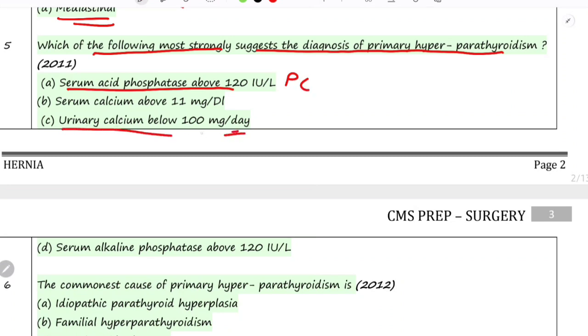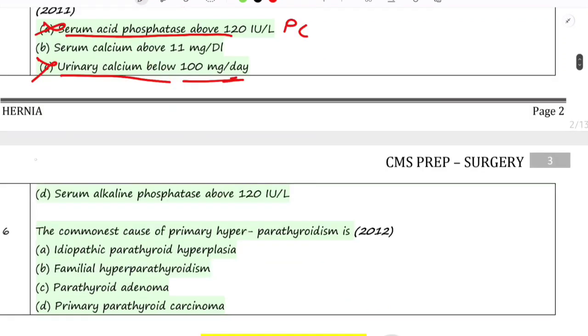Urinary calcium below 100 mg per day. In primary hyperparathyroidism, urinary calcium is often elevated due to high serum calcium. So this is not the correct option. Serum alkaline phosphatase above 120 international units per liter. It may be elevated in bone disease, but it is non-specific and non-diagnostic of primary hyperparathyroidism alone. So the correct option is serum calcium above 11 milligram per deciliter.